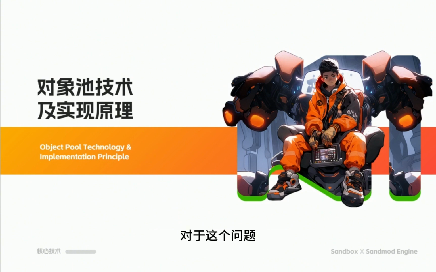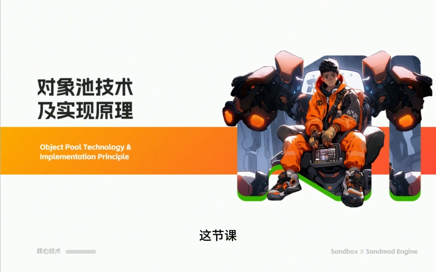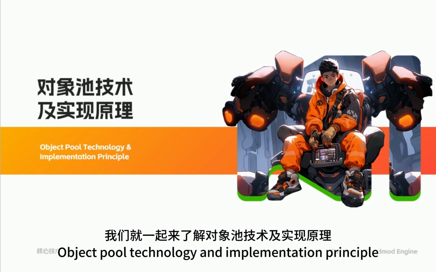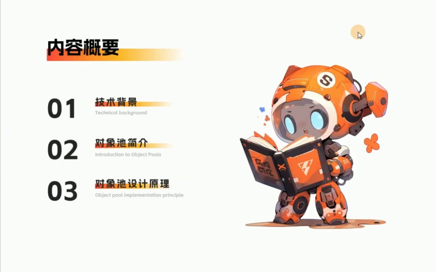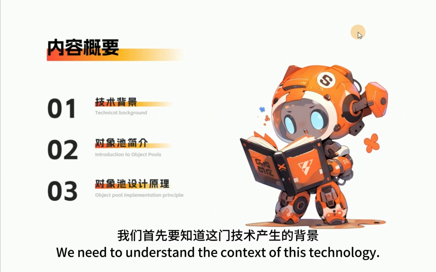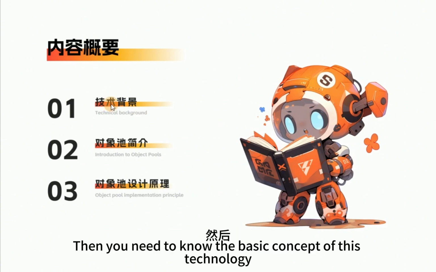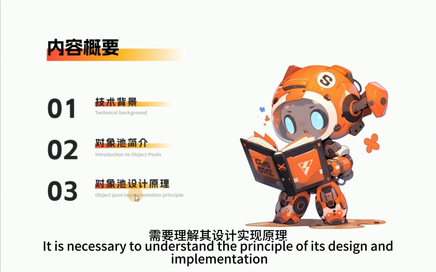For this question, it can be solved using object pooling techniques. In this lesson, let's find out together: object pool technology and implementation principle. To learn a skill, we need to understand the context of this technology. Then you need to know the basic concept of this technology, usage scenarios and advantages and disadvantages. And finally, it is necessary to understand the principle of its design and implementation.